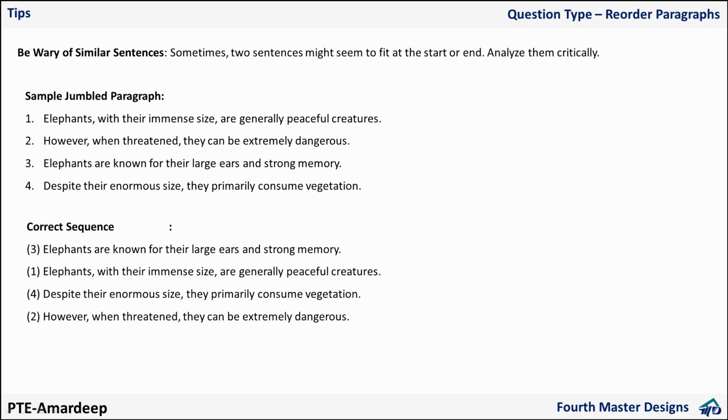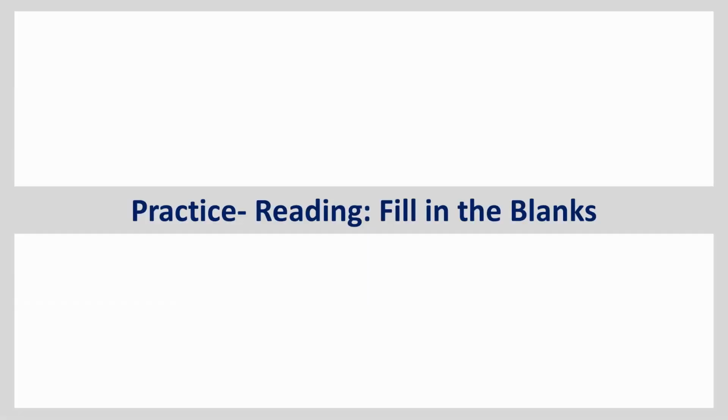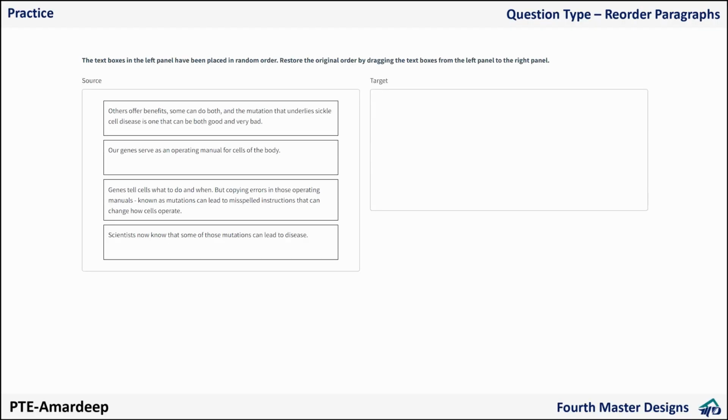Now I am going to practice in front of you. Just see how I am doing on the portal, how much time I am spending on every reorder paragraph. Okay, so this is the first reorder for us. There are 4 jumbled sentences or 4 paragraphs, and the question is going to be worth 3 marks.